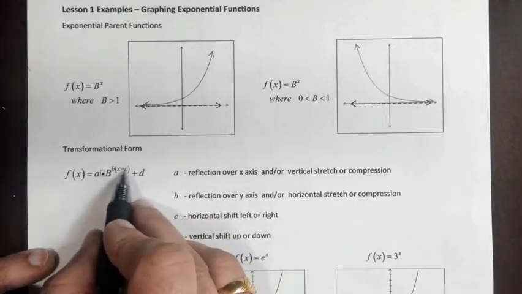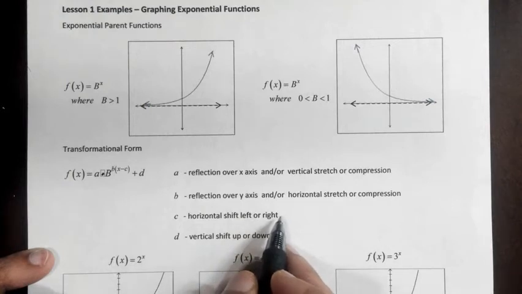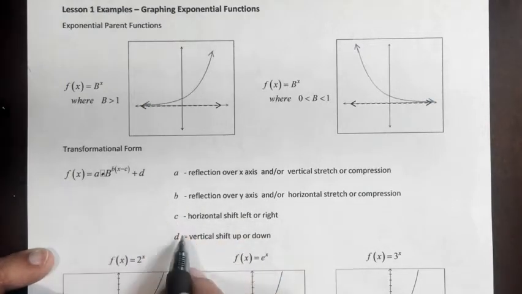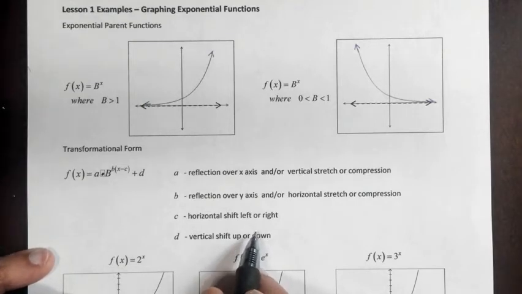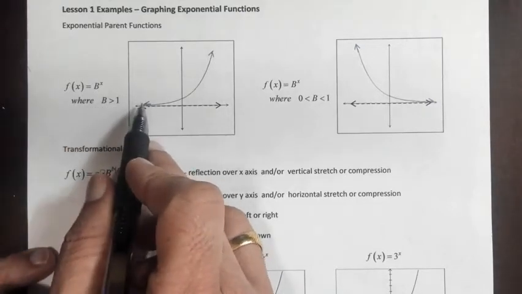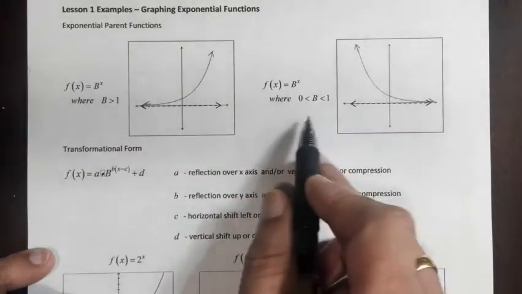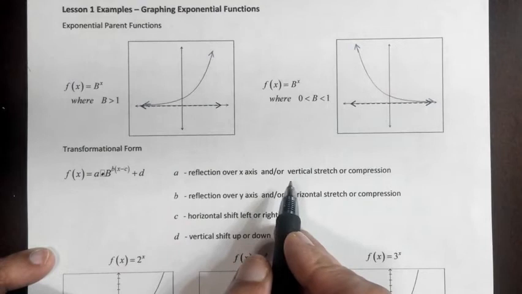The C over here is the horizontal shift, left or right, depending on the sign. And the D is the vertical shift, up or down, depending on the sign. So these are the four important components of a transformational form of an exponential function. So one more time, if the base is greater than 1, this is an increasing function. If the base is between 0 and 1, that is a decreasing function.